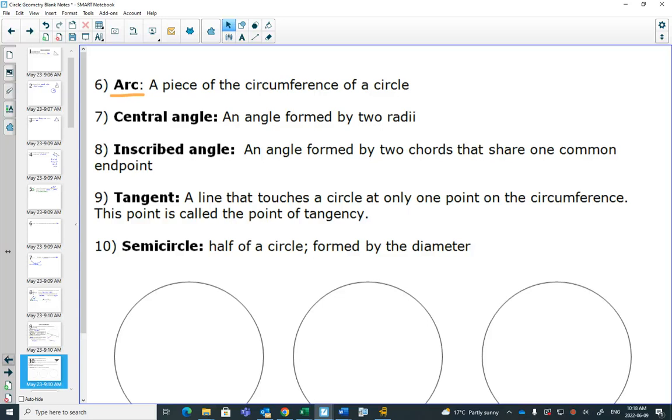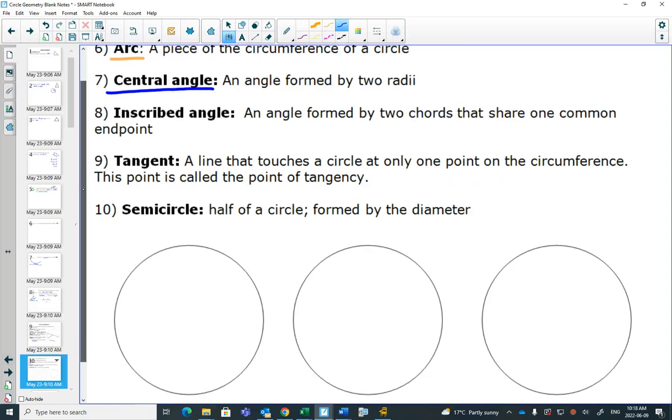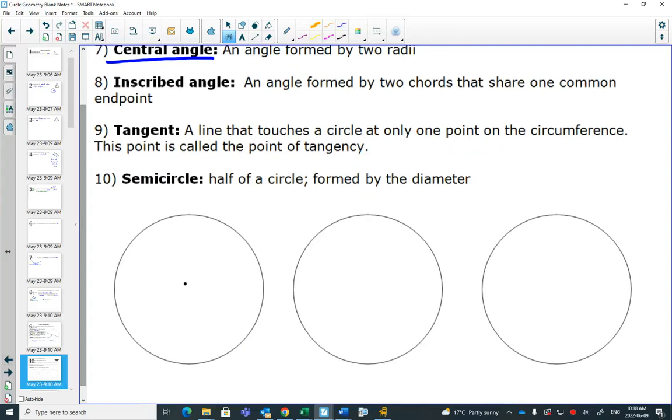And for 7, 8, and 9, I am going to use these circles at the bottom. So for number 7, I'm going to switch back to blue. A central angle, we have our center, we draw 2 radiuses.